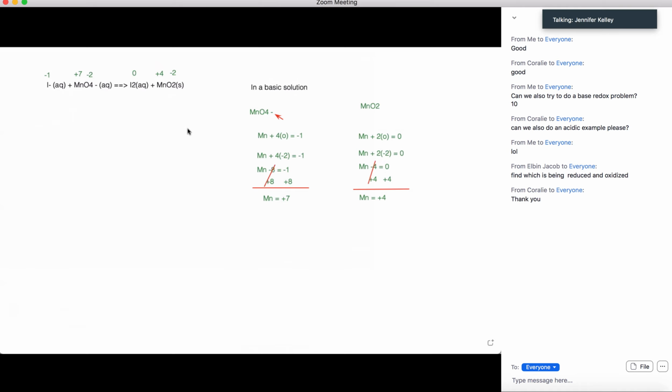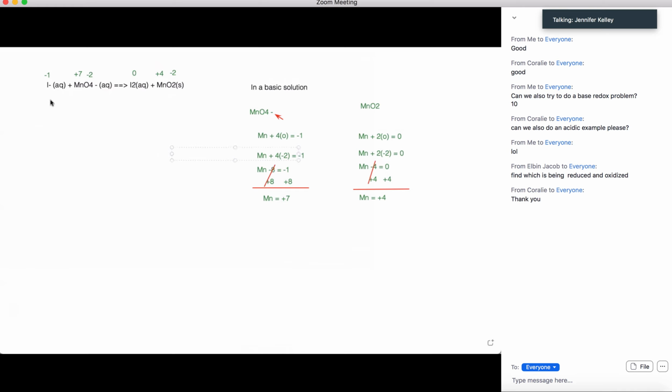You're welcome. I need to move this out of my way. There we go. When I click on the chat box, it always pops up right over the whiteboard. Okay. And then I need my tools back. Come here, tools.